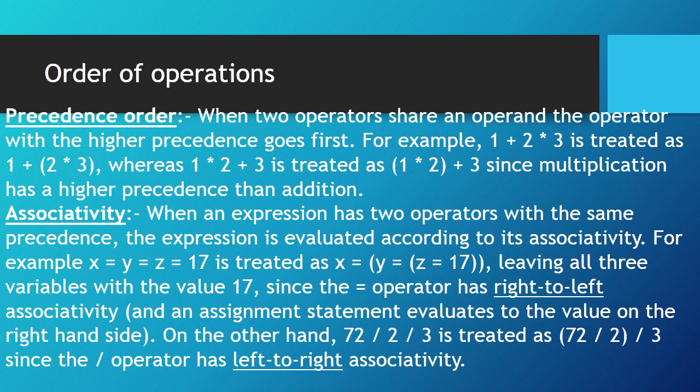Now let us see another example, which is 72 divided by 2 divided by 3. Here the Java compiler will first divide 72 by 2, and then the result will be divided by 3. Here the operators have left to right associativity for multiplication and division. If in an expression multiplication and division both are present, then the one which is on the left-hand side will be done first, and then the Java compiler will go to the right.